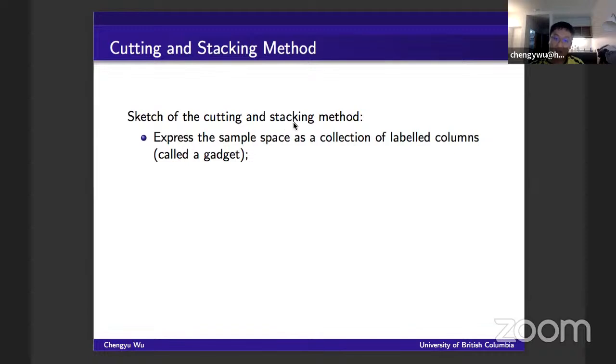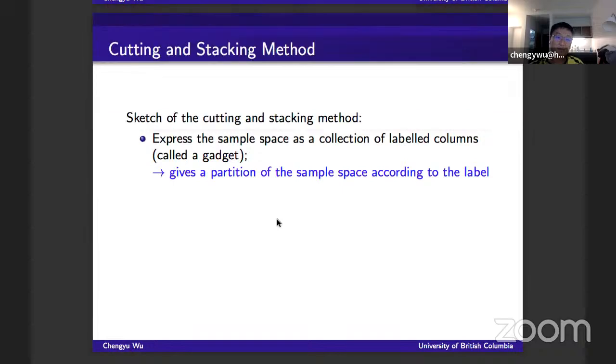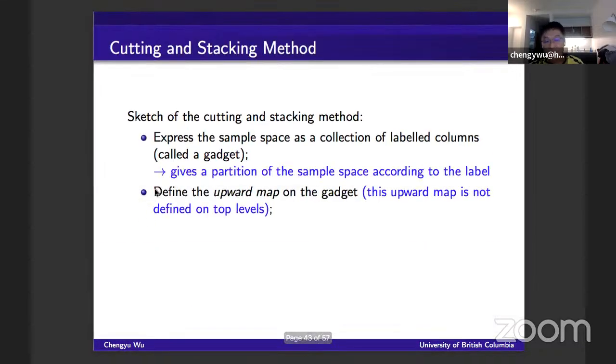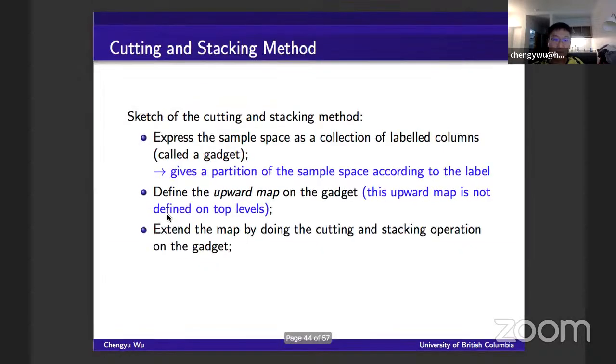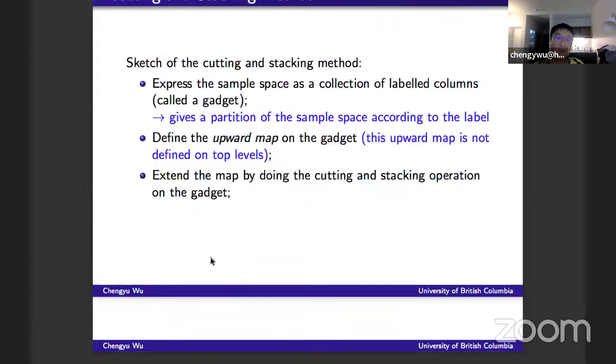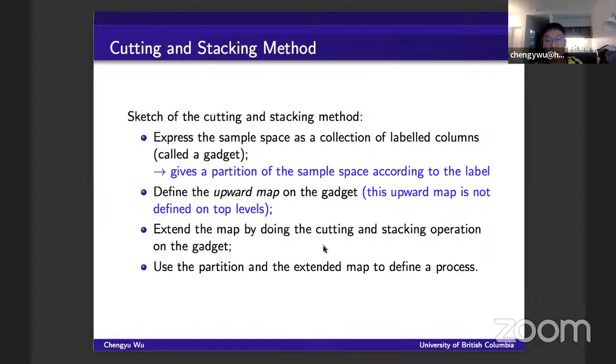Now, the cutting and stacking method, roughly speaking, is that we express the sample space as a collection of labeled columns, and these labeled columns give you a partition of the sample space. Then we try to define a natural map on this gadget, going from downward to upward. But this mapping is not well defined on the top level of the gadget, so it is not defined almost everywhere. We want to extend it so that it is defined almost everywhere, and the way to extend it is the so-called cutting and stacking method. Finally, you have the partition and a map defined almost everywhere, and then you can define the random process.